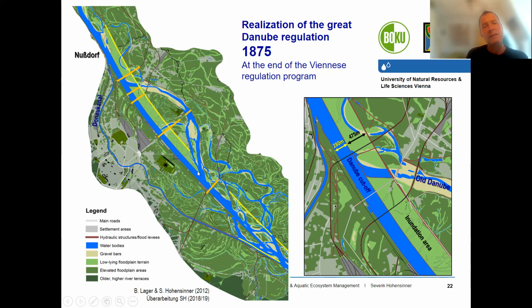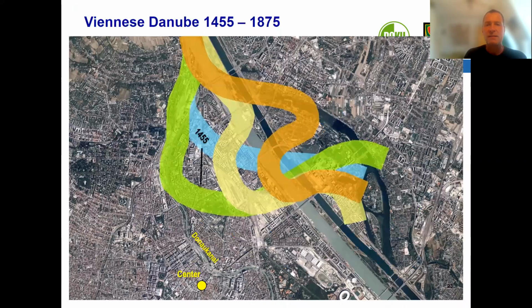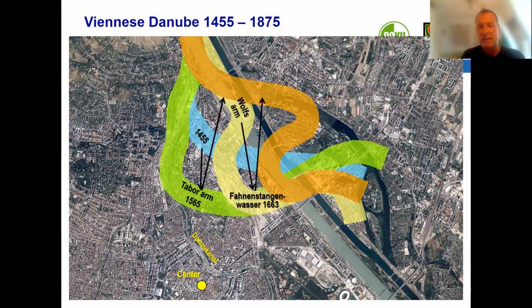In addition, they constructed new, higher flood prevention dikes, and on the other side, on the other riverbank, they heightened the terrain level also for flood protection and to improve urbanization in that area. And this is the time when the dynamic nature of Vienna's Danube River had come to an end.